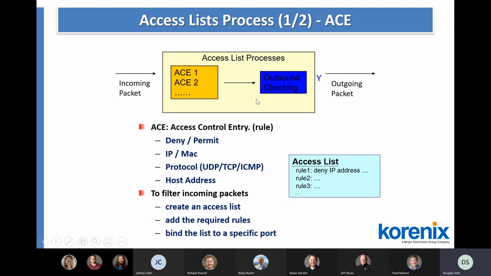So here's the processing of the access control list. Once the packet enters the switch, it will pass through the different access control entries and then go to the outbound checking. If it passes, then it will be sent out.